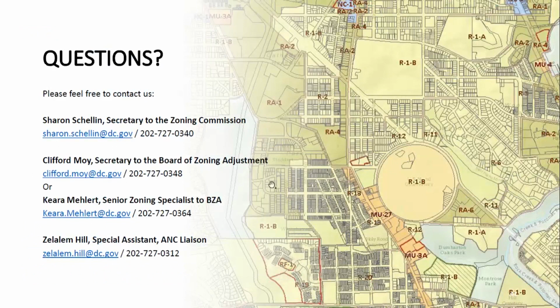Myself, Cliff is the BZA secretary. I think you probably have better luck contacting Kira Hill, she's our ANC liaison. And I think that is the end of our presentation.